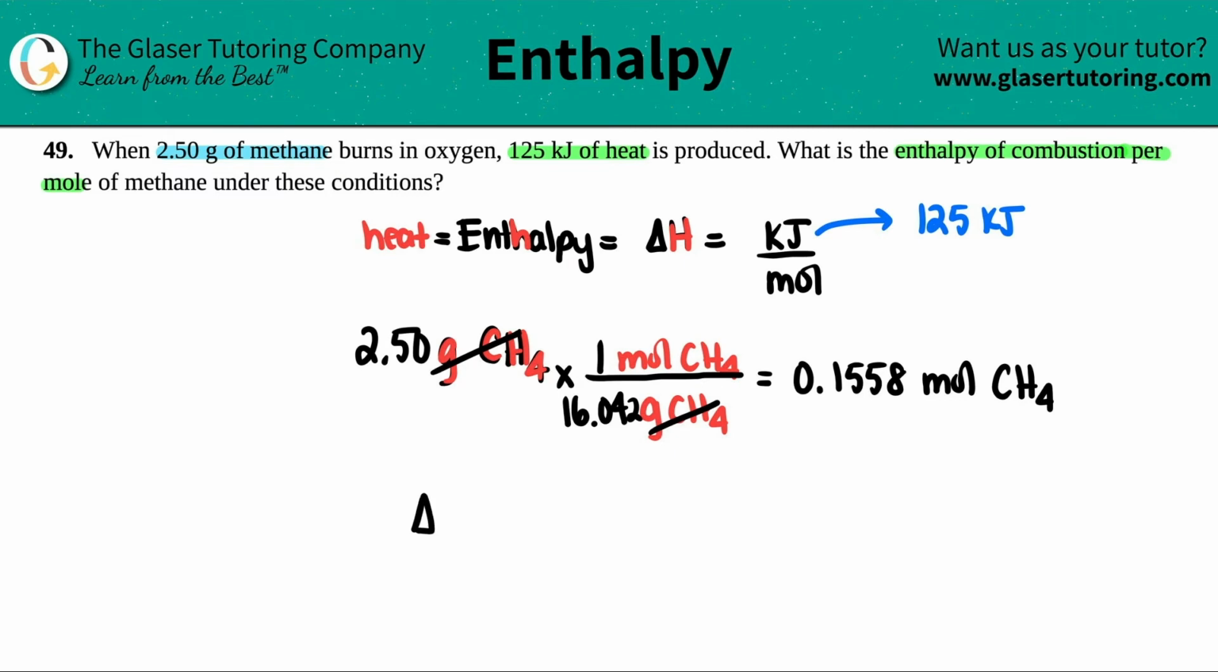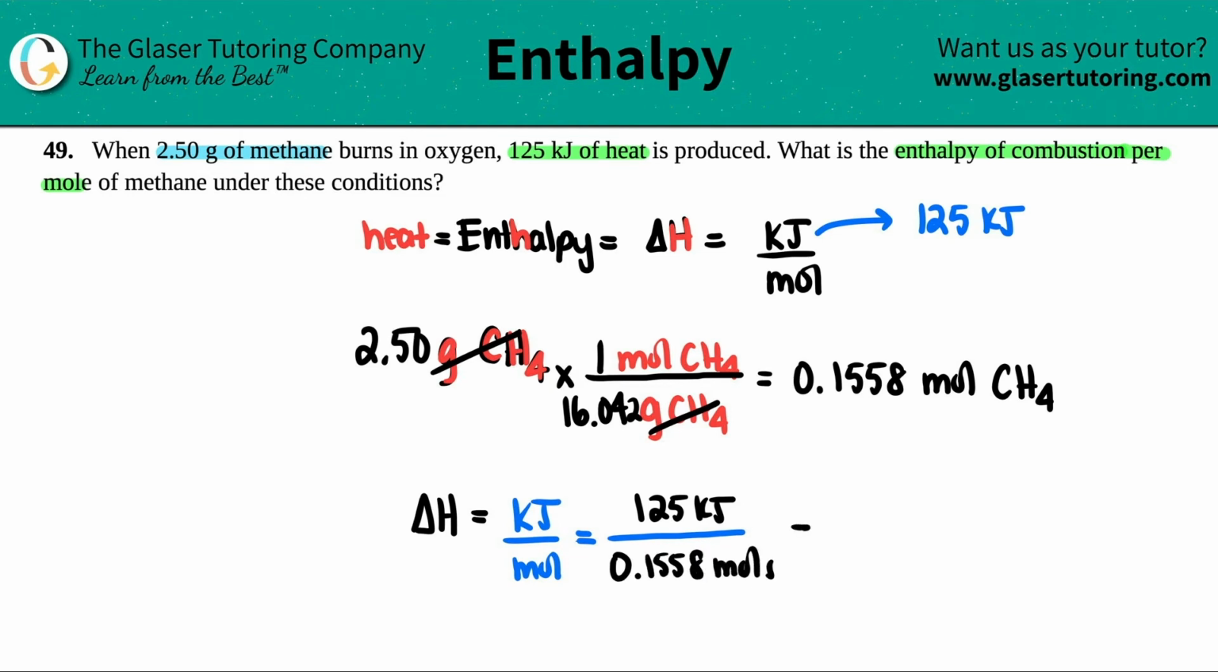So now here we go. Delta H equals, and maybe I'll just put it again, kilojoules per mole. They told us the kilojoules, 125, and then I'm dividing it by 0.1558 moles. So now there we go: 125 divided by 0.1558. It looks like 3 sig figs here, so 802.